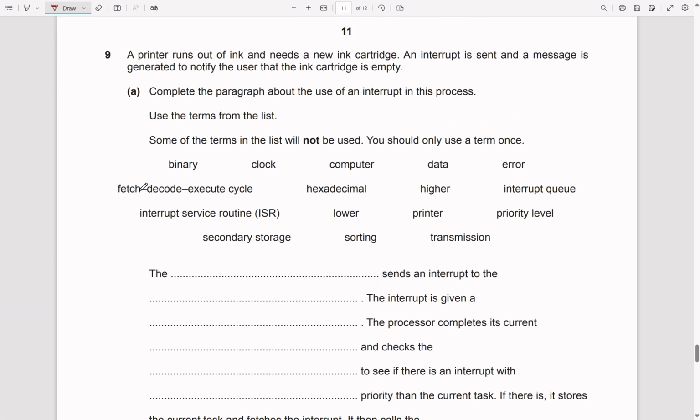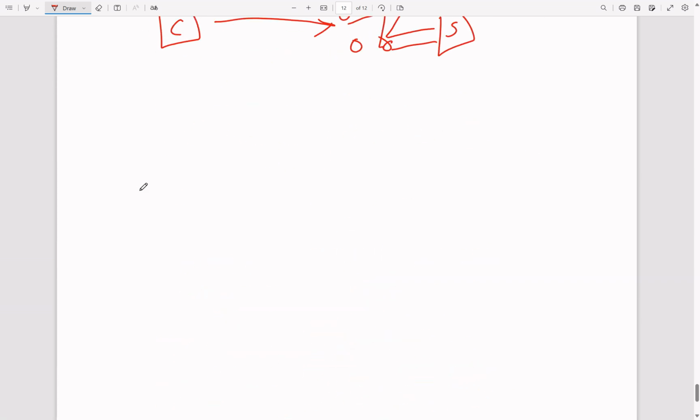Right, so let's just think how this works. I'll try and draw it here. Let's say you've got process A, this is executing. When I say execute, I mean the fetch decode execute cycle is happening. Then let's say we've got this interrupt, let's call it P, the printer. So this is when the printer is out of ink, and this is when the interrupt occurs. So the printer sends this interrupt to the CPU.